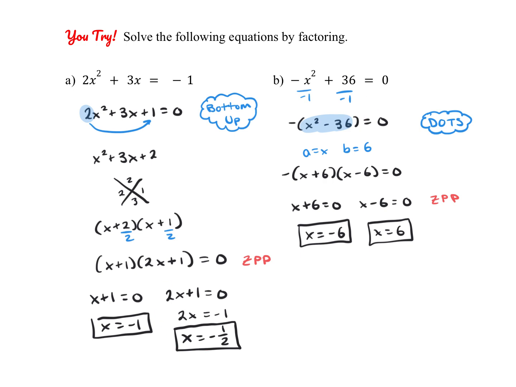For part B, if you remember that tip where if your leading coefficient is negative, factor it out, or you could even divide both sides by -1. If you do that first, then you'll see that what's remaining is a difference of two squares quadratic expression. So our a value is x, our b value is 6. So we have (a + b) times (a - b), then a little zero product property, and we are all done.